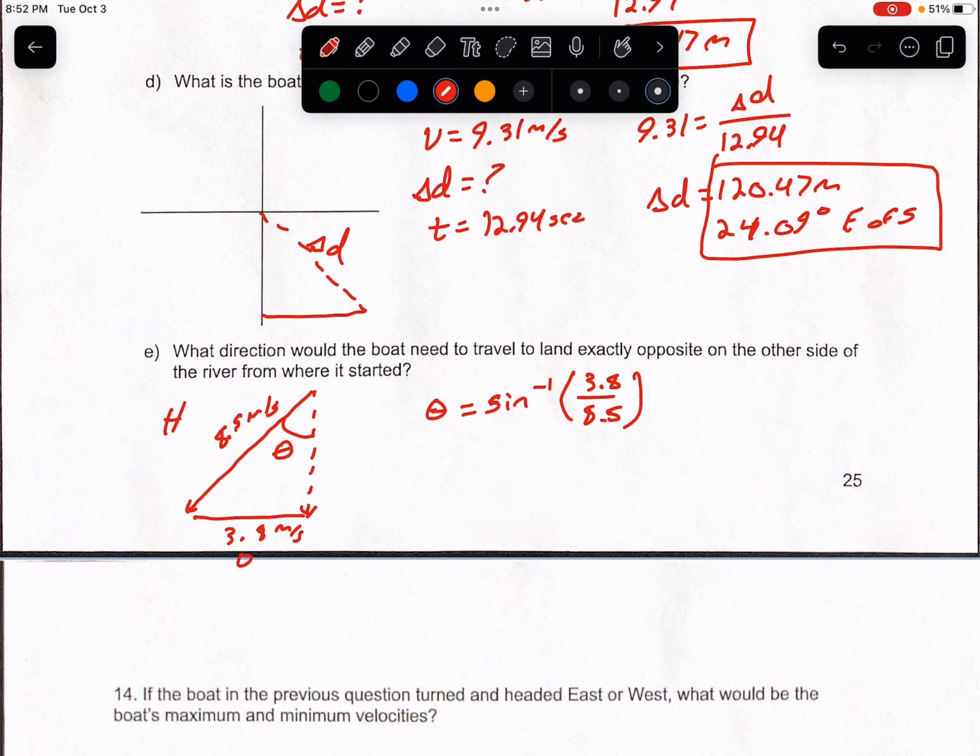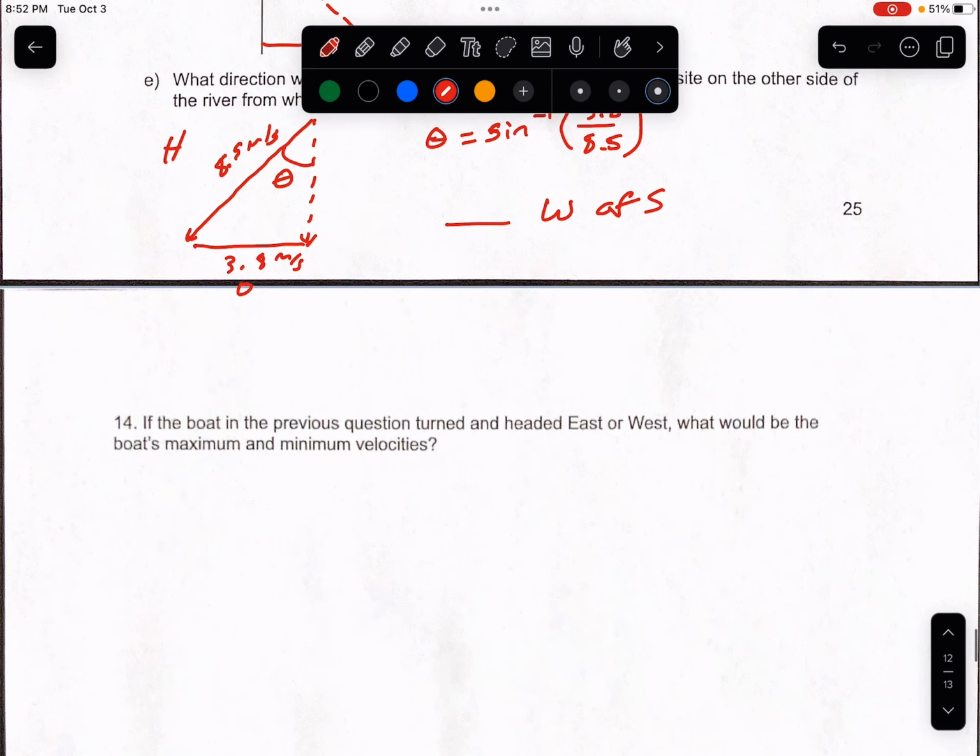Okay, so in this case, my key had the wrong answer on here, so I'm not actually sure what this is. Okay, so I'll fix that key and I'll have it on there, but you should have typed in inverse sine 3.8 over 8.5. You should get an angle, and that is going to be, it's touching the south line and then going west of it. Okay, so that's going to be west of south. So my apologies for not having that on there.